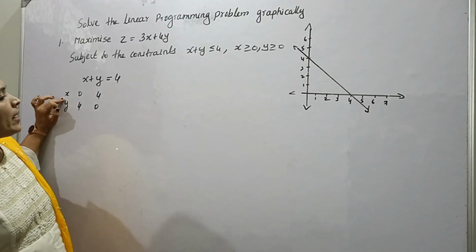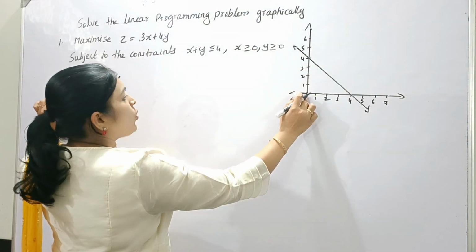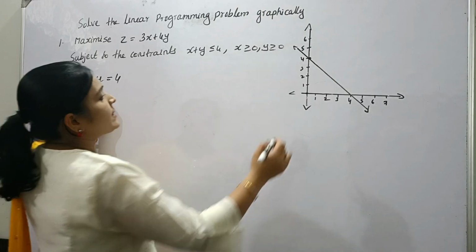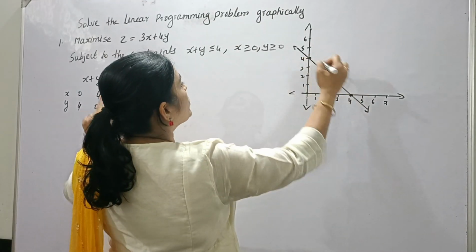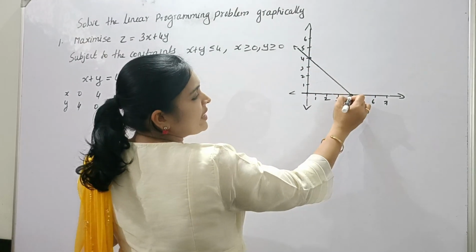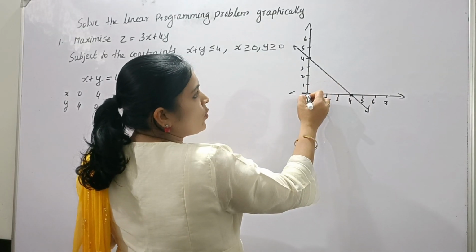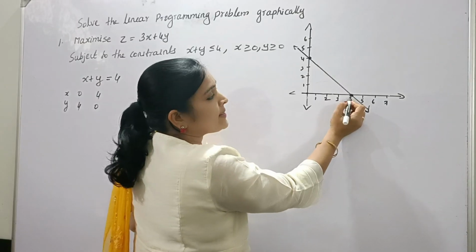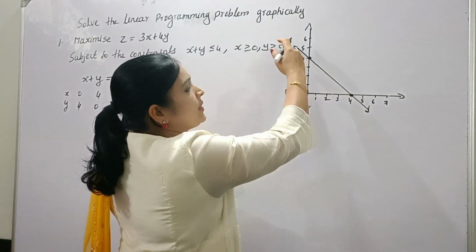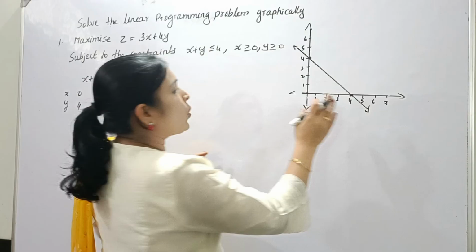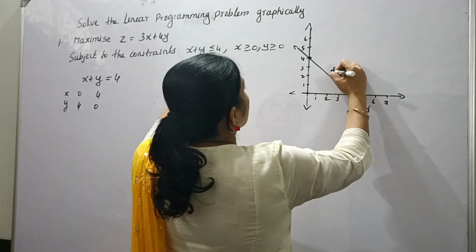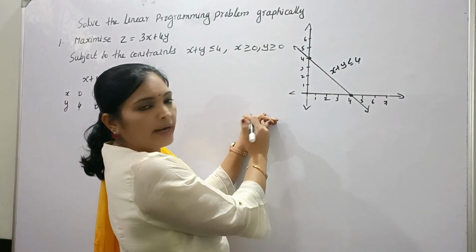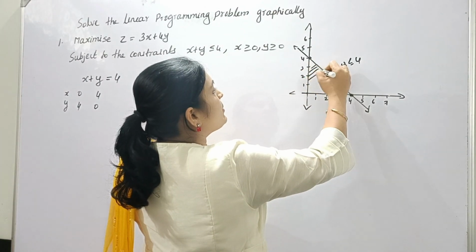Okay, so here x is equal to 0, y is equal to 4, it is the point. When y is equal to 0, x is equal to 4, it is this point. Then join these points. So it is the line x plus y less than or equal to 4. Therefore, feasible region is inside this line, right? That is the feasible region.